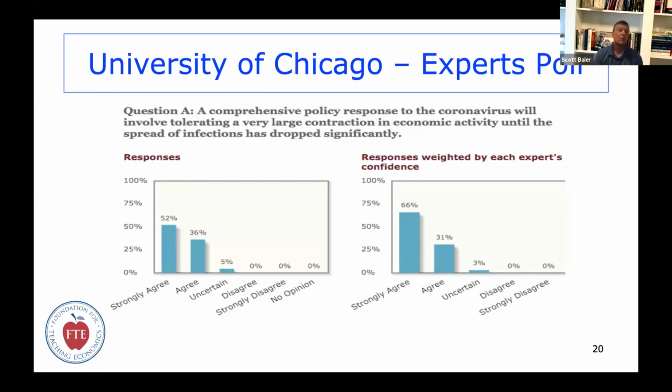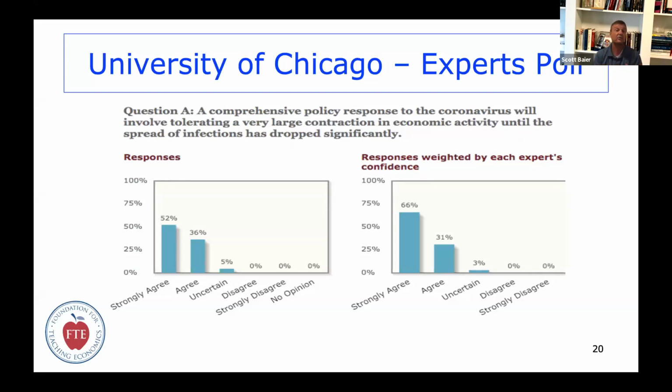A way to capture this notion is the University of Chicago panel of economic experts, who are economists at Chicago and at other top universities. They ask questions all the time, and they had a series of questions related to COVID-19. The question was: a comprehensive policy response to the coronavirus will involve tolerating a very large contraction in economic activity until the spread of infection has dropped significantly.